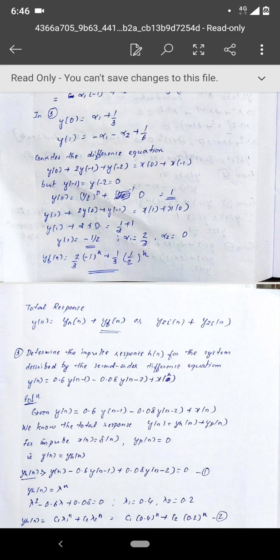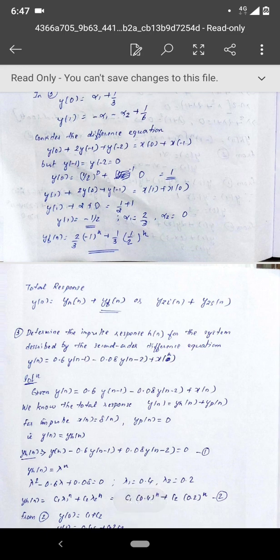So knowing the values of y of 0 and y of 1, you can find alpha 1 and alpha 2, which you will get as 2 by 3 and 0. As alpha 2 is 0, the second term of the homogeneous solution will be 0. So the forced response will be 2 by 3 into minus 1 raised to n plus the particular solution, that is 1 by 3 half raised to n. So for the same question, we have found the natural response as well as the forced response.